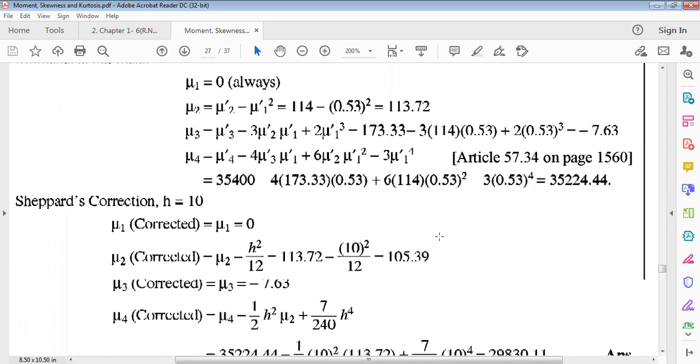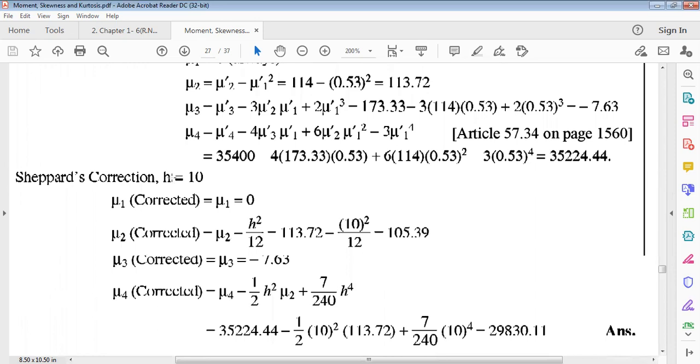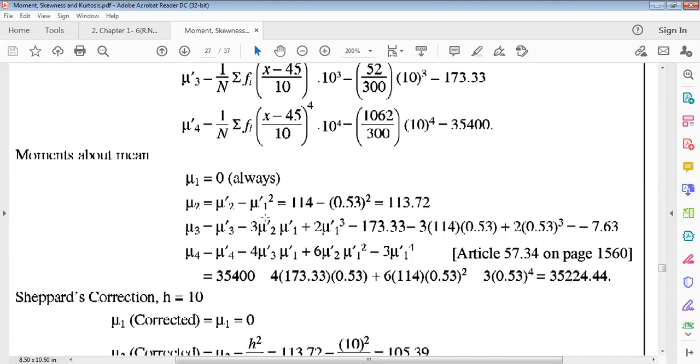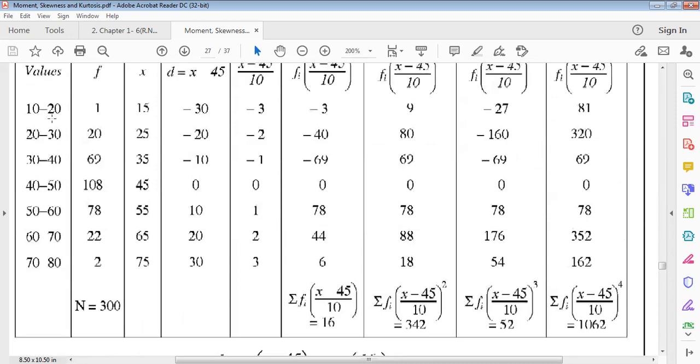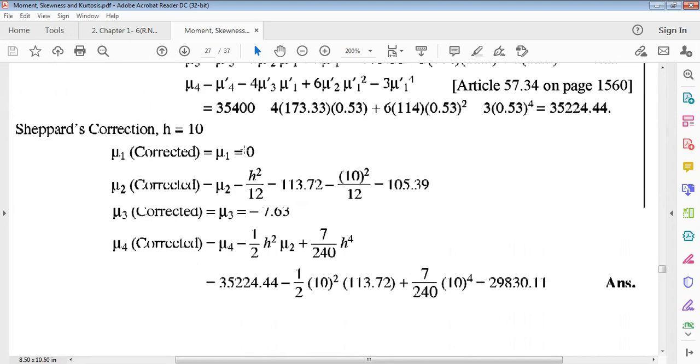Now Shepard's correction, actually Shepard's correction for class interval length 10. The Shepard's correction for the first moment will be 0 because there will be no change for odd ones. Okay, and for the even one, the second moment, Shepard's correction will be mu2 minus a square by 12. Here a equals what? Length of the class interval. Length of the class interval what was in our data? Only 10. So just putting a equals 10, or c, anyone, we get this correction.